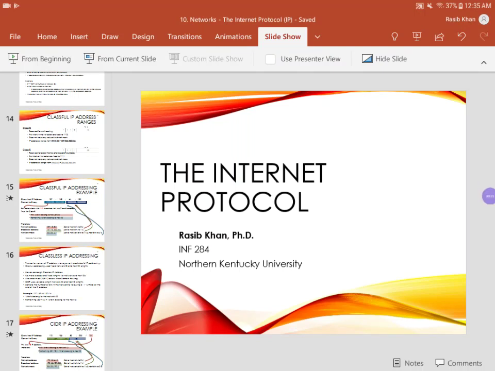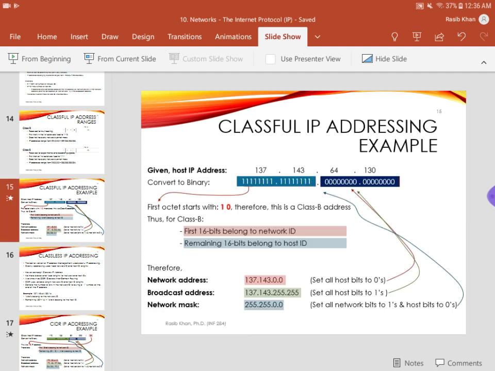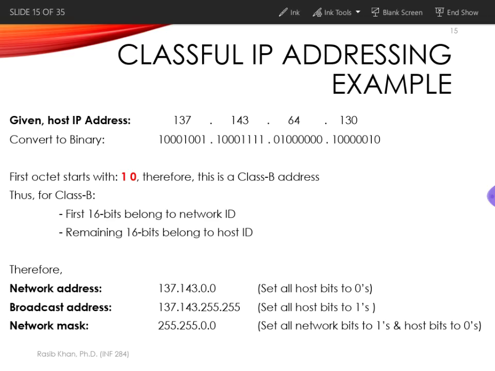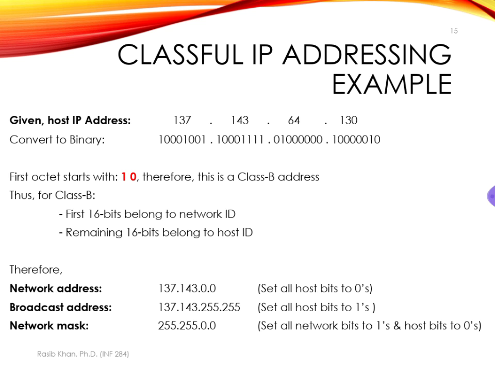All right, so welcome to the video lecture series on Introduction to Computer Networks. This is part 4 of our lecture on the Internet Protocol, and we will jump to the point where we left off, which is an IP addressing example. What we were looking at so far is called classful IP addressing, and this is going to be a classic example of how we can look into an IP address and calculate all the related information.